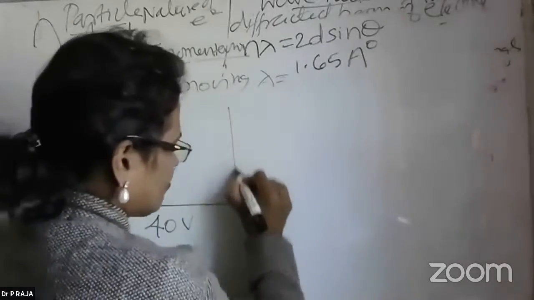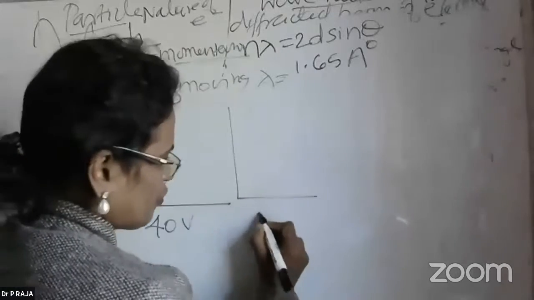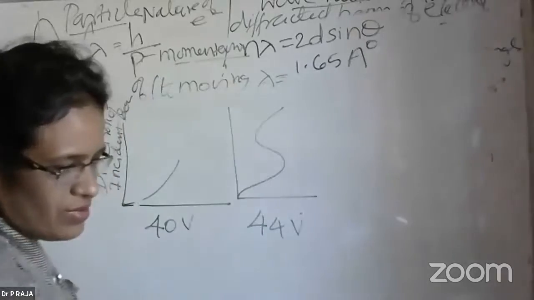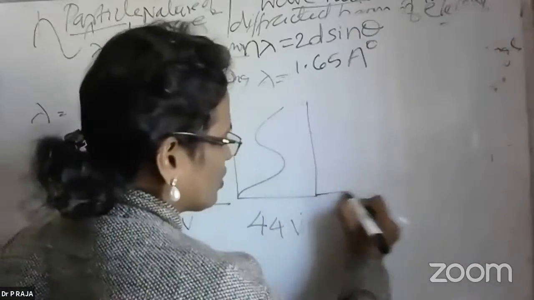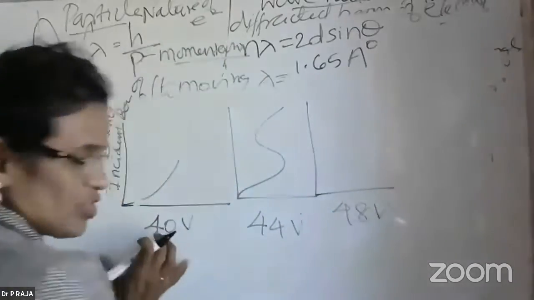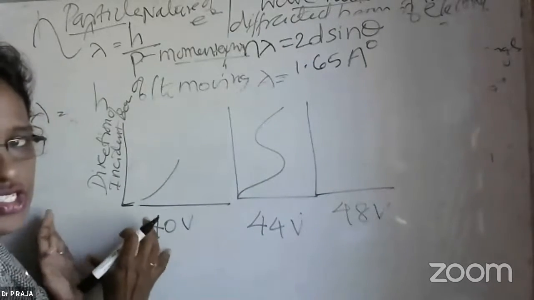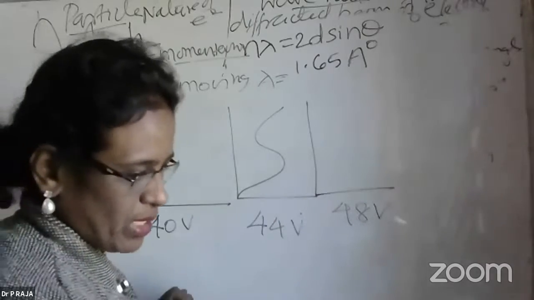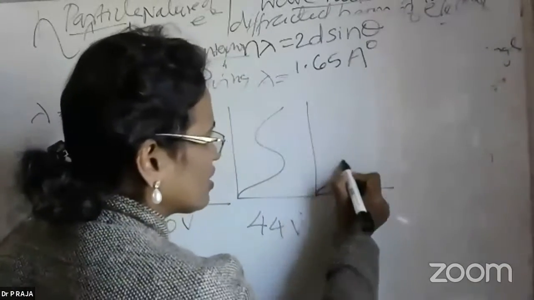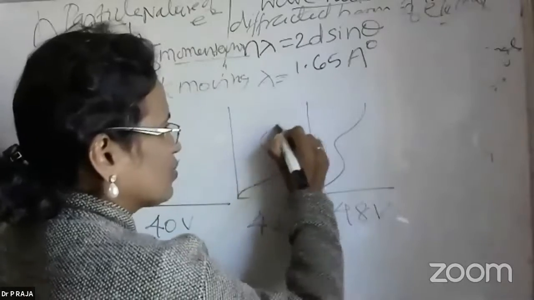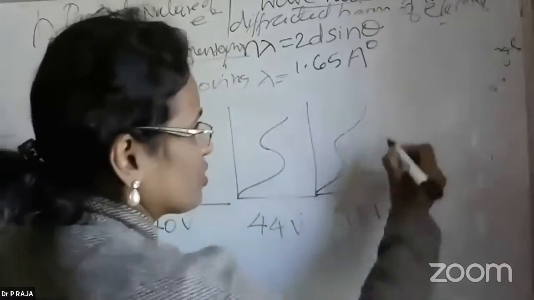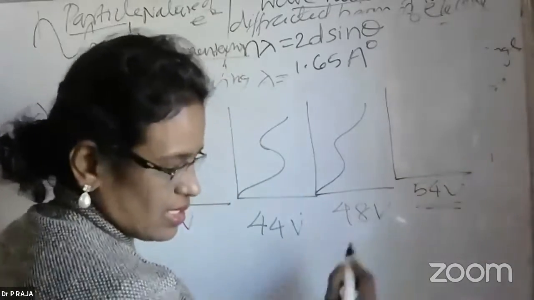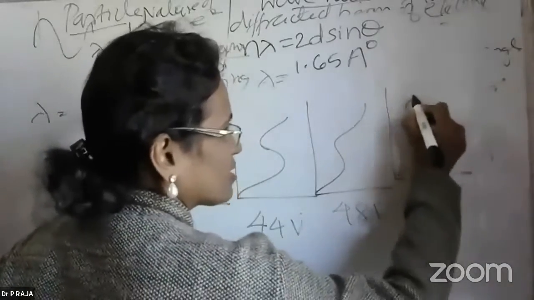But with varying the voltage, at 44 volt, they could get a pattern like this. And again varying the voltage to 48 volt. As I said, in this diagram the potential differences were varied in order to have a proper wave pattern. At 48 volt again it was like this only. So at around 54 volt, exactly, they could get a wave pattern like this.